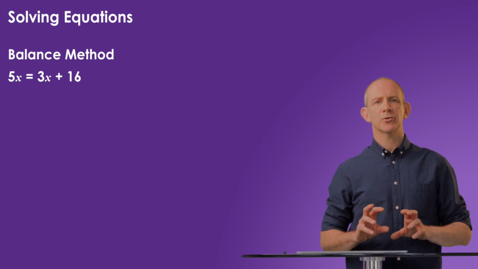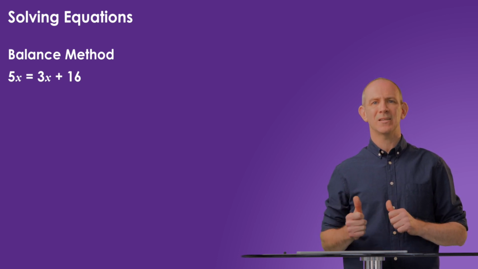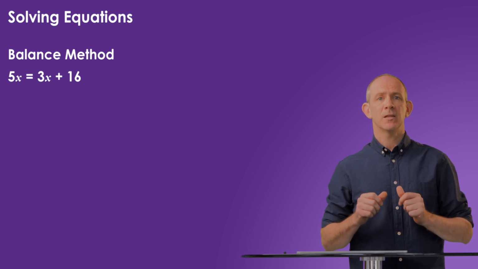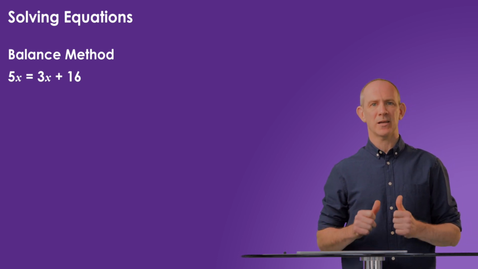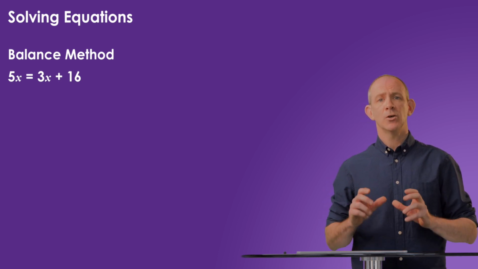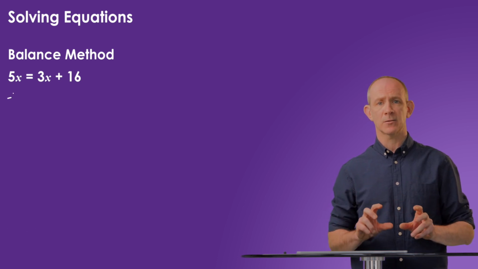With these types of questions, with more than one representation of the variable, always aim to collect it on the side with the highest number of the variable. This often saves you having to deal with negative numbers, which can confuse the situation. So what we're going to do is, on both sides, we're going to subtract 3x.